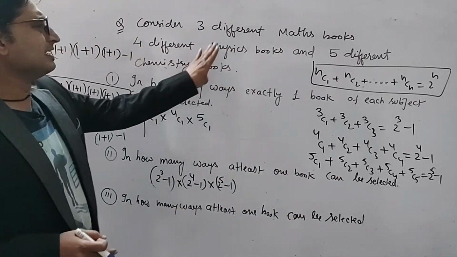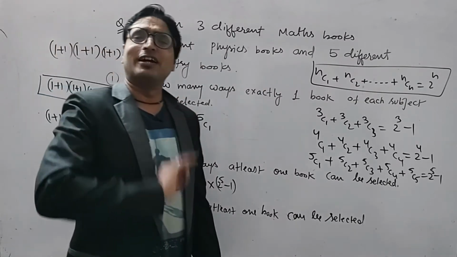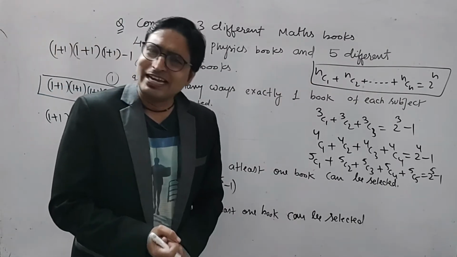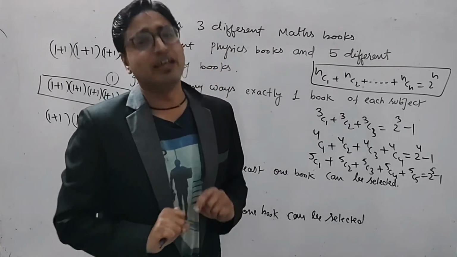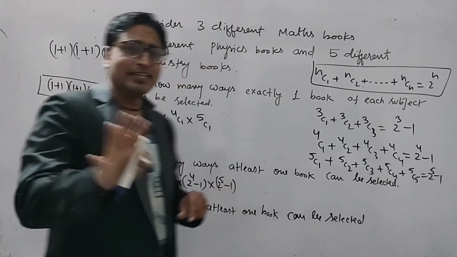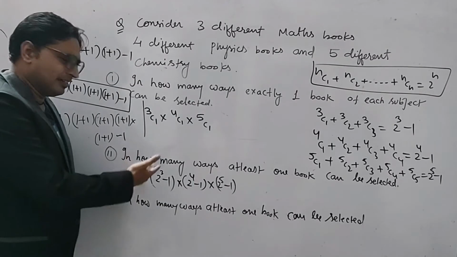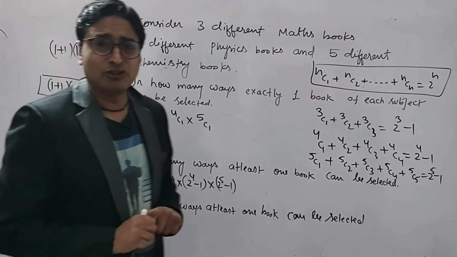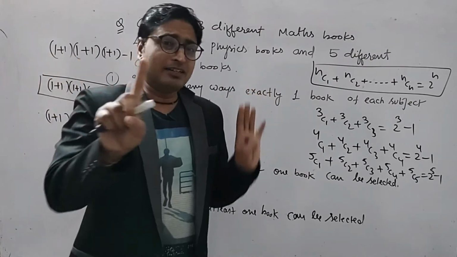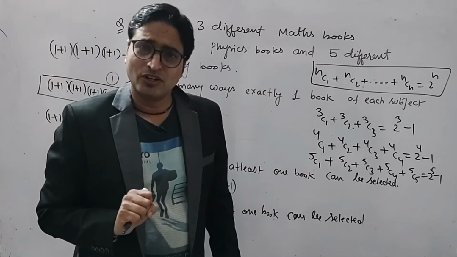All four physics books are different, and all 5 chemistry books are different. You have to select at least one book, okay? So there is no condition for selecting that maths book, that physics book, and that chemistry book. You can select any one, but you have to select at least one, okay?